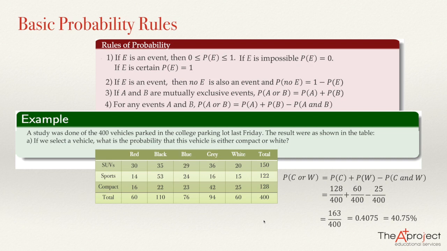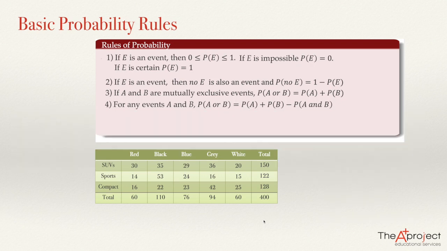Let's see now another rule. For any events A and B, the probability of A and B equals the probability of A times the probability of B given A. And here appears another concept. This is the concept of conditional probability. So this is the probability of B given that A happened.